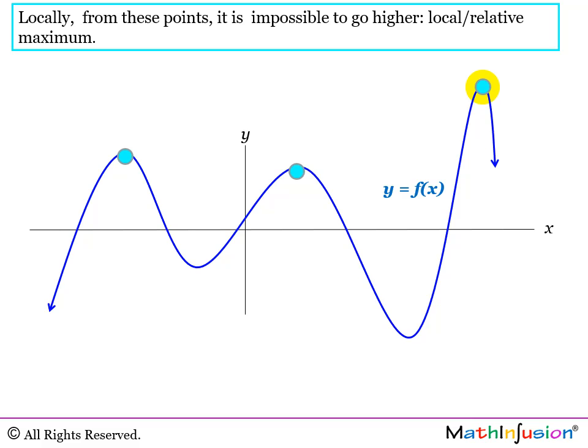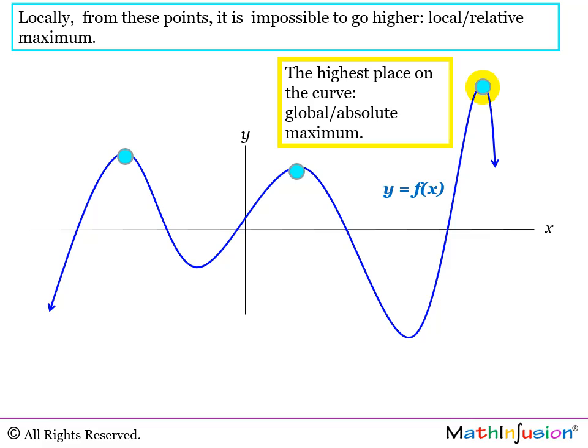If you observe this one, it's not only a local maximum. This is really the highest place on the curve. So it is also a global or absolute maximum because it's the highest point compared to any other point on the graph.